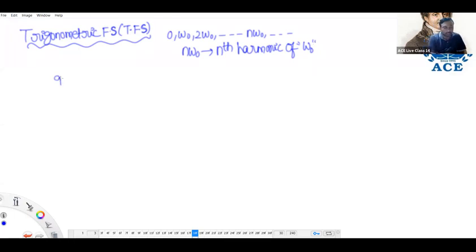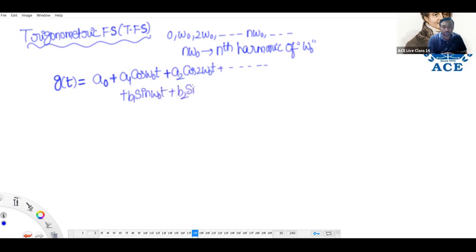Listen first. If you take a non-sinusoidal periodic function as g of t, how can it be written as a sum of cos and sine? We write a series like this: a0 plus a1 cos omega naught t, a2 cos 2 omega naught t, etc., b1 sin omega naught t, b2 sin 2 omega naught t, etc.